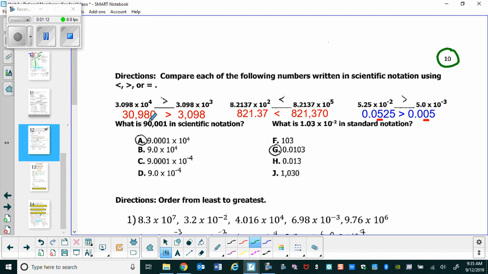For this multiple choice problem, 90,001 in scientific notation, this exponent right here says we're going to move this 4 times. And when I move it 4 times, I'm at 90,001. So this is times 10,000, and 9 something times 10,000 should be 90,000 something. Now for the next problem, we just want to practice going from scientific notation back to standard. If you take this 1.03 and you move the decimal back once, twice, and now fill in with a 0 point, there's the 0.0, and then that's the 103 right there. So this one was G.